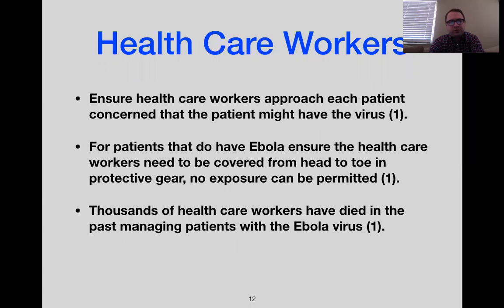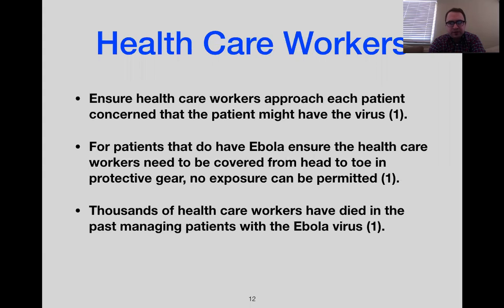For the healthcare workers, it is important to ensure that all healthcare workers approach each patient during an outbreak as a concern that they might have Ebola. For patients that have already been confirmed cases of Ebola, the healthcare worker needs to be covered from head to toe in protective gear, including eyes, feet, hands, everything. That is because no exposure can be permitted.